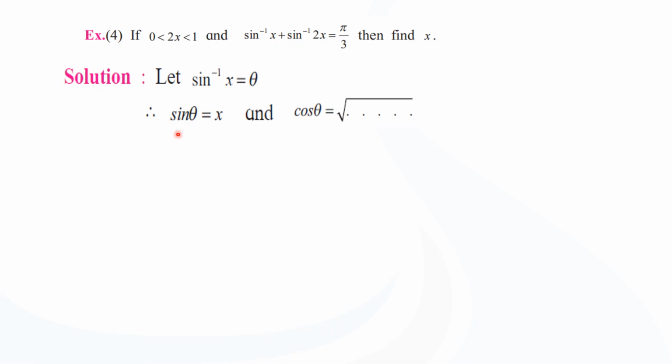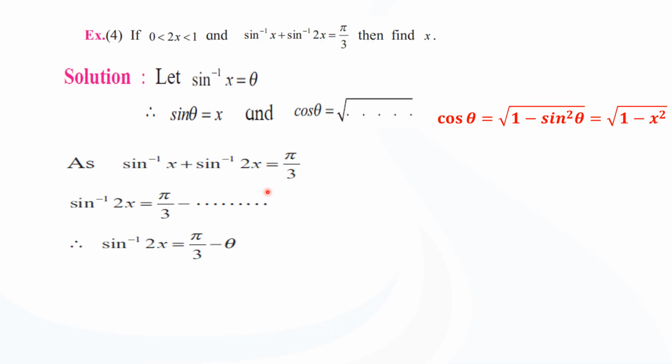So here, this is also a prompted solution. We have to complete this by completing the blanks. So we take sine inverse x as theta. So obviously sine theta will be what? x. And what will be cos theta? Cos theta is square root of 1 minus sine square theta. So that means square root of 1 minus x square. So wherever cos theta will come across, we'll substitute 1 minus x square. Okay, so let's move further now.